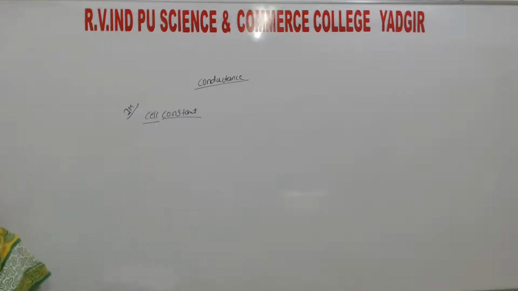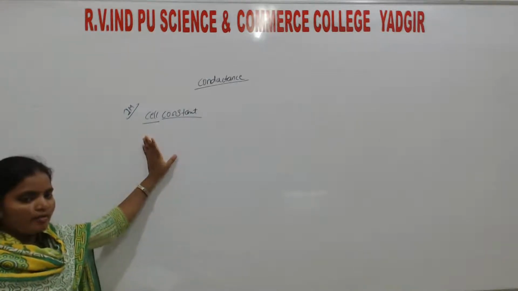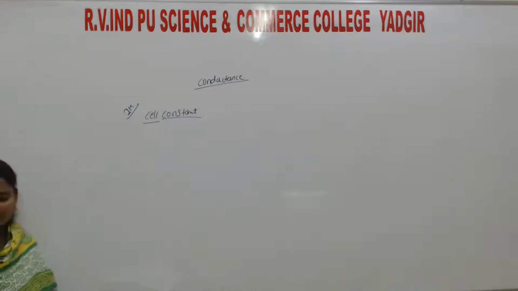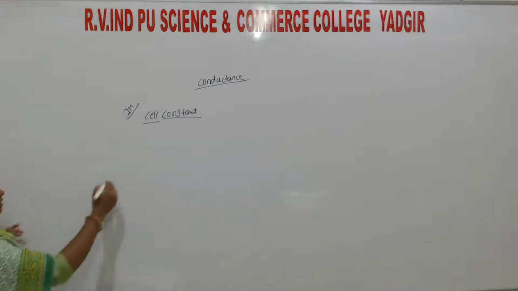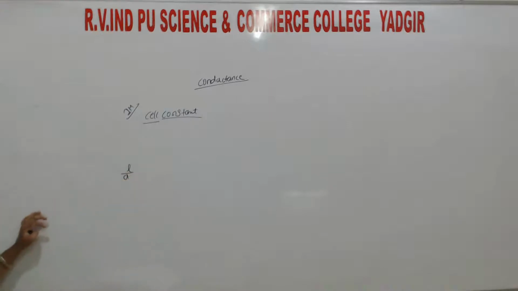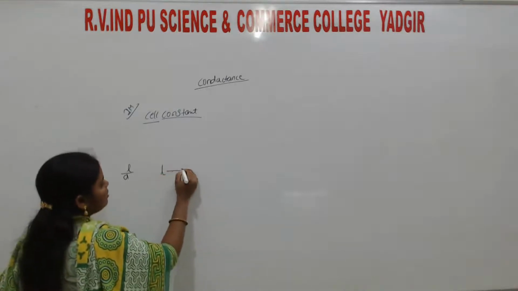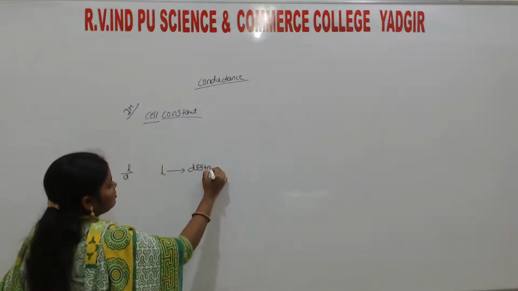The cell constant is needed in order to get the value of specific conductance from the observed conductance. It is written as L by A. This is the cell constant, relating specific conductance and observed conductance. Here L is the distance between electrodes.